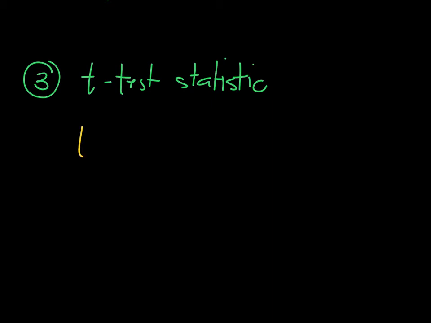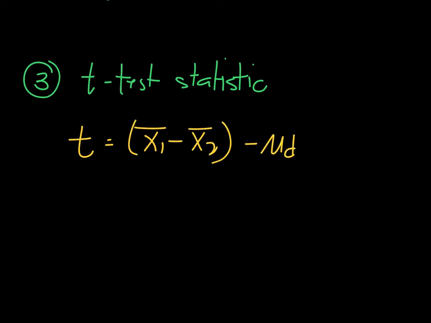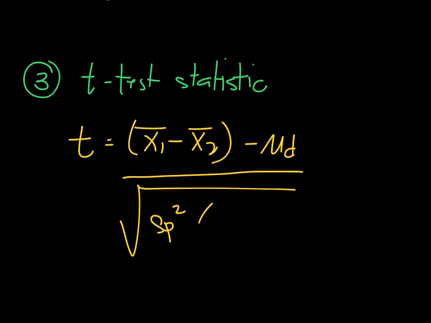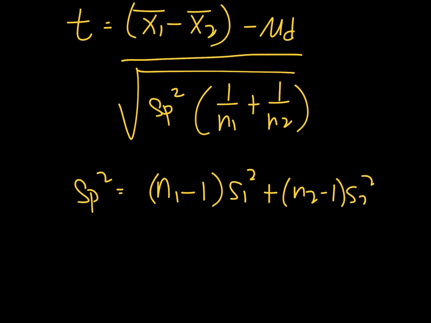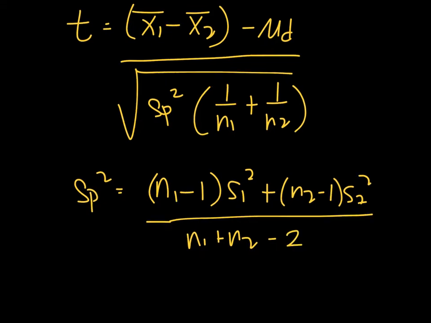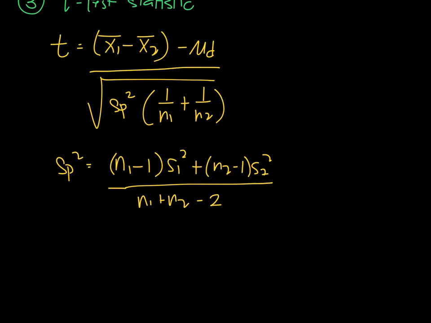And according to our formula, the t is the difference between the two means minus the mean difference over the square root of sp squared times 1 over n1 plus 1 over n2. In addition, we have to compute for sp squared, and that is n1 minus 1 times s1 squared plus n2 minus 1 times s2 squared all over n1 plus n2 minus 2. Okay, so I think for pooled variance, it is better to compute sp squared first before we calculate the t.